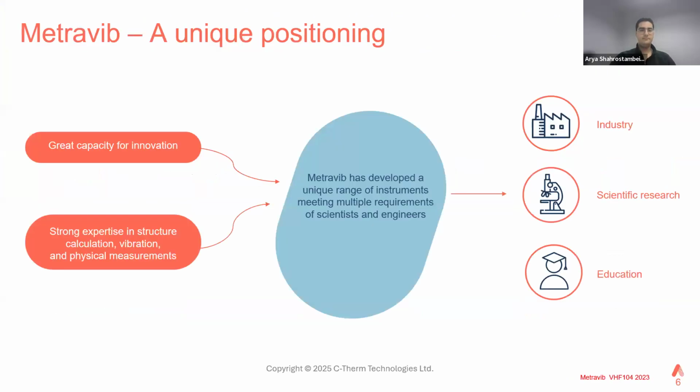So now we're going to continue with Metravib, our partner in France, and their DMA instrumentation and instrument series. Metravib, with more than 50 years of experience in the field of viscoelastic property measurements, has built a great capacity for innovation and strong expertise in structure calculation, vibration, and physical measurements. And they offer testing services for a really wide range of applications, starting from industries or for R&D or scientific research or any educational application.